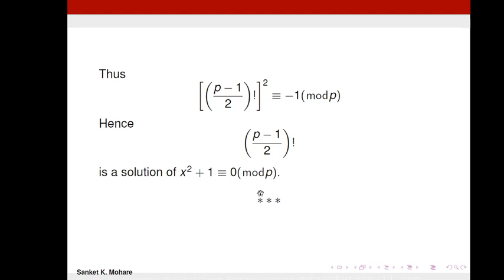This completes the proof. So in this video we discussed Wilson's theorem. Also we observed that the converse of Wilson's theorem holds, and we proved that the quadratic congruence x² + 1 ≡ 0 modulo p has a solution if and only if p is congruent to 1 modulo 4. So these three things we discussed in the video. Thank you.